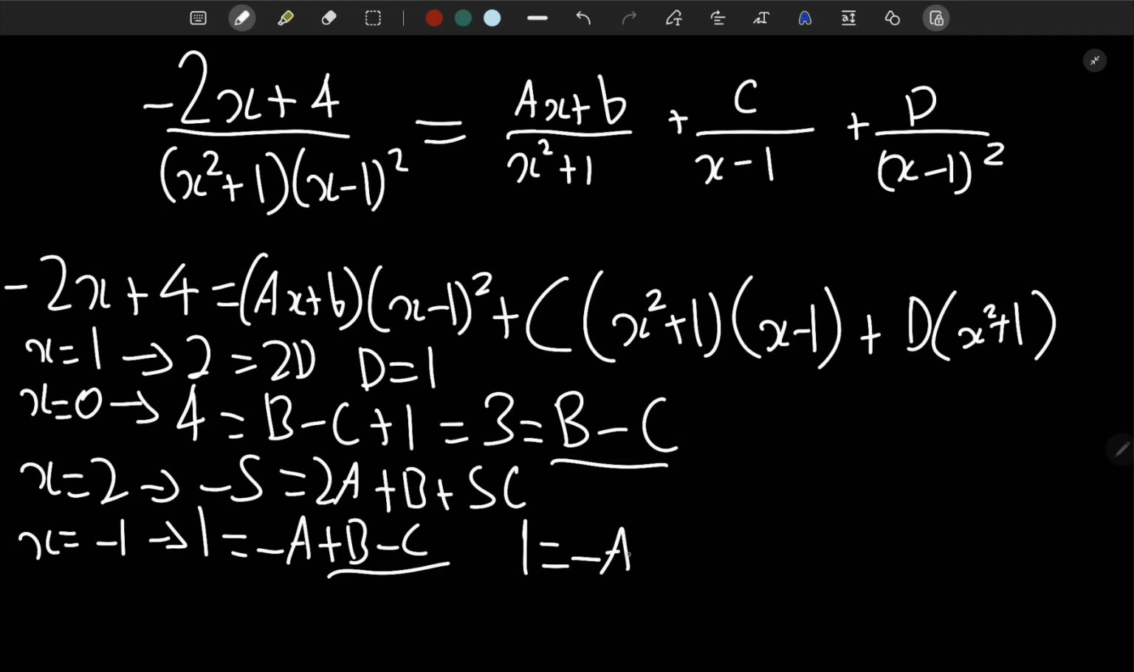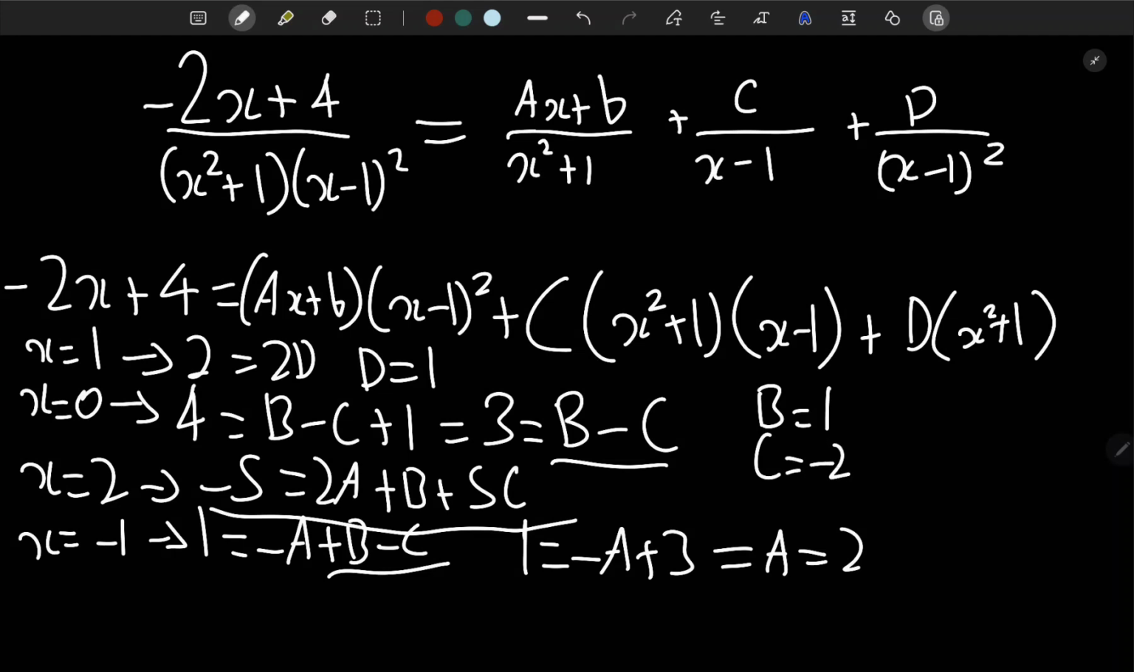So 1 is equal to minus a plus 3, and here a is going to be equal to 2. Now we can replace a in this part over here, and we will get a linear system for b and c, and we can then solve for b and c. I'm not going to go into much detail since that's just simple algebra. So we'll get b as 1 and c as minus 2.